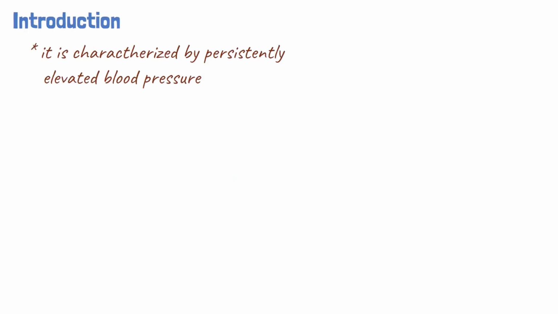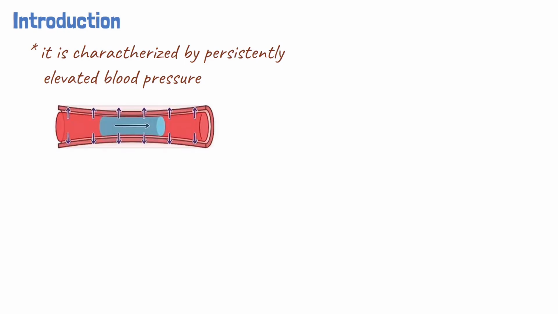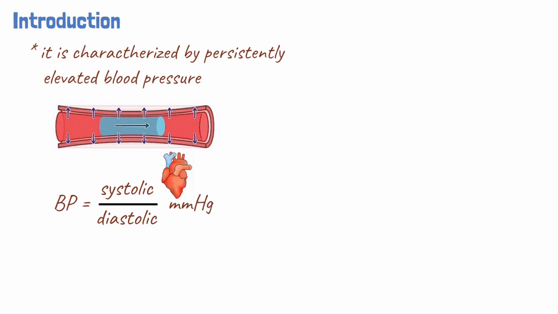Hypertension is a chronic disorder characterized by persistently elevated blood pressure. Blood pressure measures the force the blood exerts on the walls of the arteries as the heart pumps it throughout the body. Blood pressure is expressed as two values, systolic and diastolic blood pressure. The systolic blood pressure, which is higher, represents the force during heart contractions, that is, in systole, while the diastolic pressure, which is the lower value, indicates the force when the heart relaxes, in diastole.